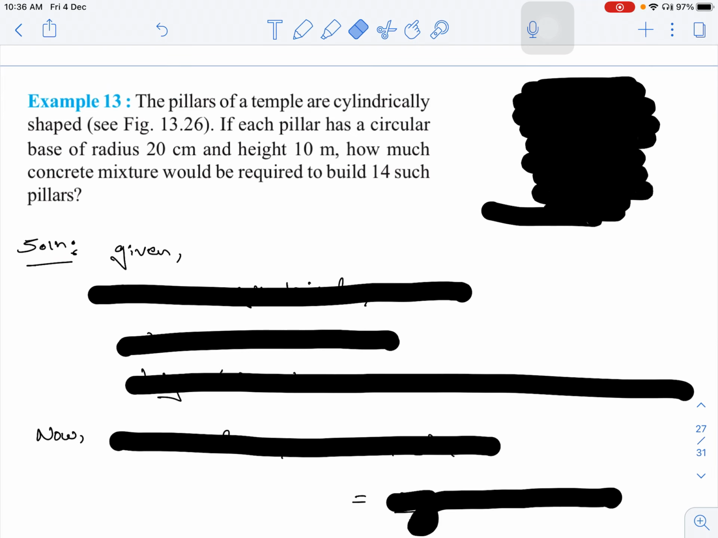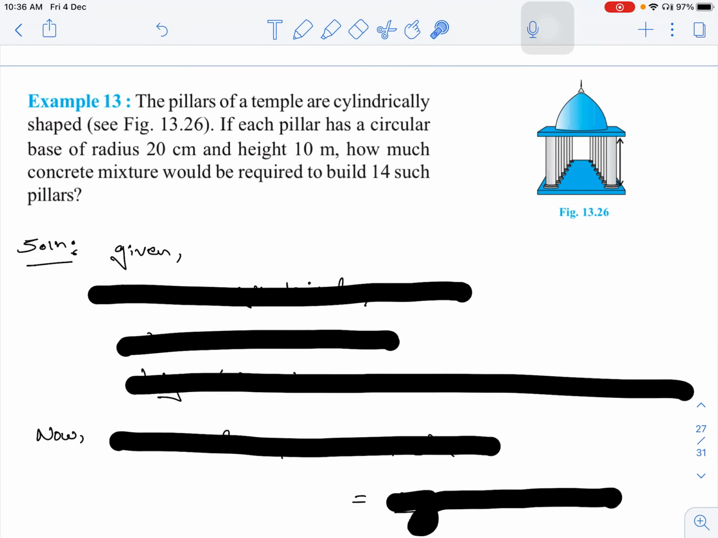So here we have our first example. It is given that the pillars of a temple are cylindrically shaped. Here you can see a temple, and some pillars are there. The shape of these pillars is cylindrical. If each pillar has a circular base of radius 20 centimeter, and height 10 meter, then how much concrete mixture would be required to build 14 such pillars?